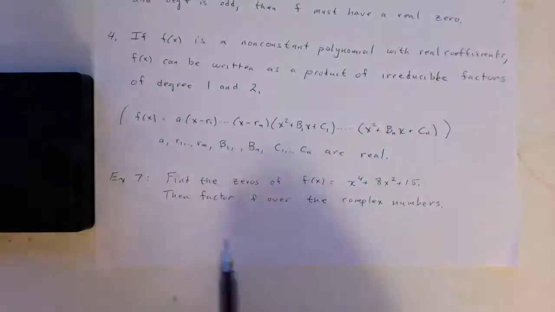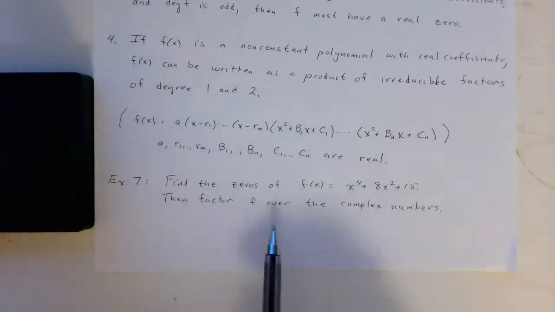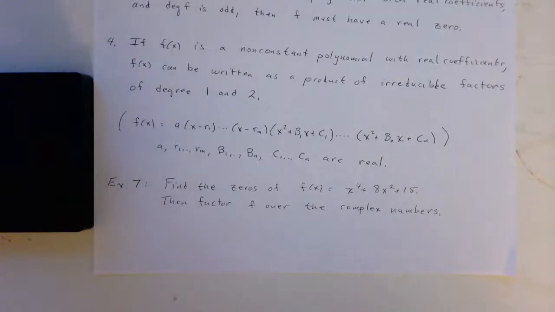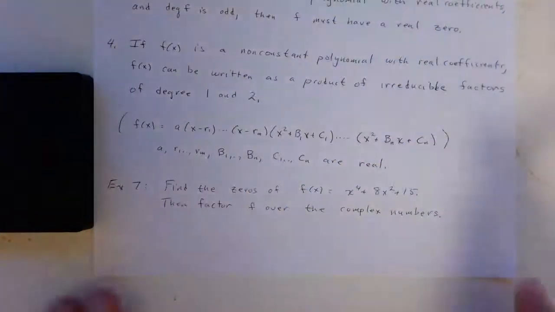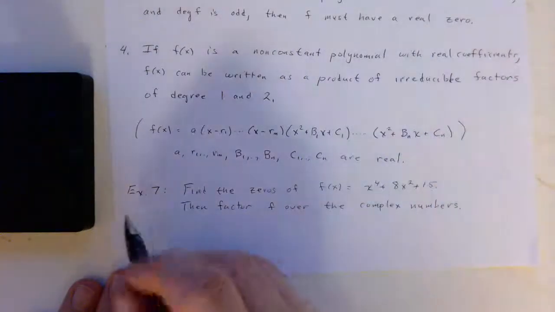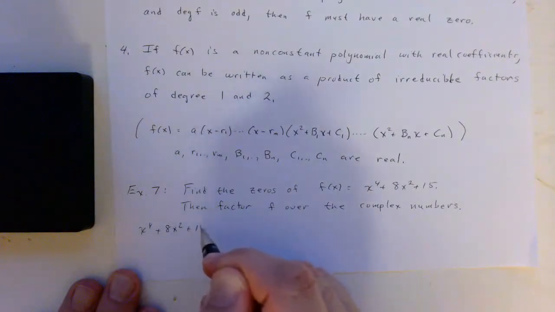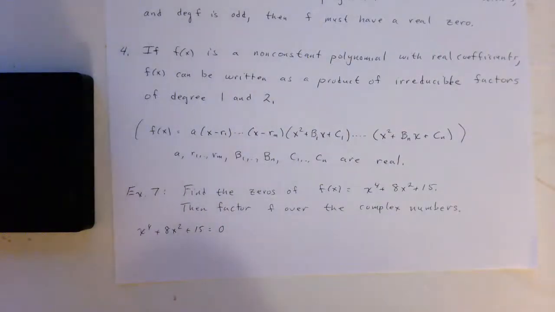I left this blank in your notes. You can fill this in now. I want you to find the zeros of this polynomial, x to the 4th plus 8x squared plus 15, and then factor f over the complex numbers. You will see a problem like this in the homework as well as a quiz. The way you do this is, first, you set this equal to 0, and you can try to factor this.